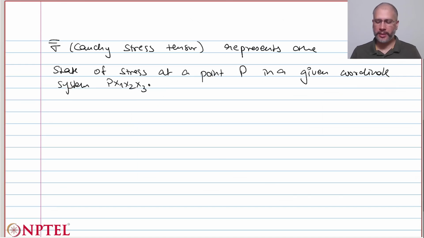To represent these stress components, we need a coordinate system of choice. That coordinate system has to be provided so that we know what is the meaning of the different components of the stress tensor sigma. The coordinate system typically is written as P x1, x2, x3. That is a right-handed coordinate system with the origin at P and the directions as x1, x2 and x3.